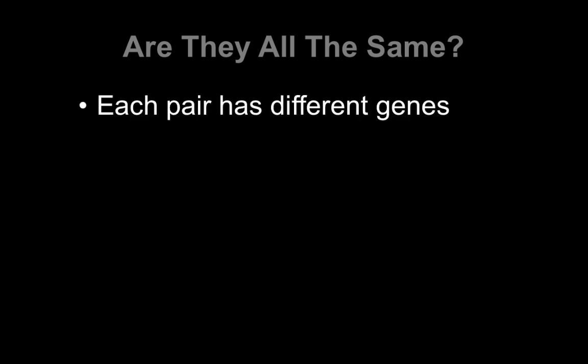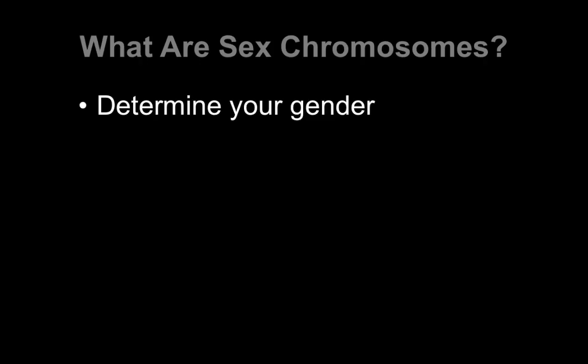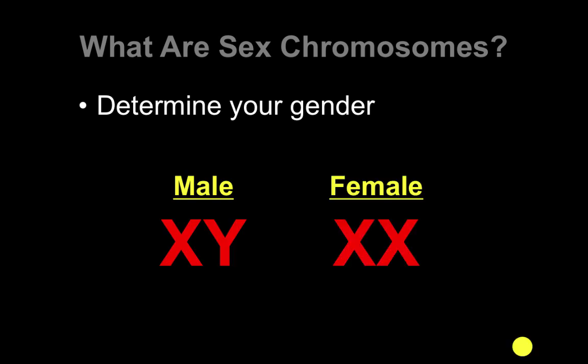Now, are all these chromosomes the same? No. Each one of the pairs has different genes. And two of your chromosomes are sex chromosomes. And sex chromosomes are ones that determine your gender. So a male has an X and a Y chromosome, whereas a female has two X chromosomes. And this is what makes the difference between males and females.